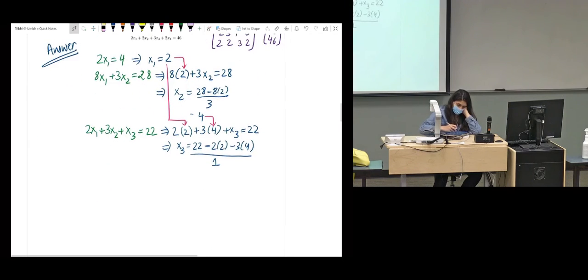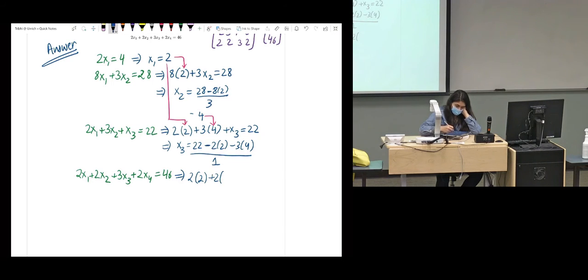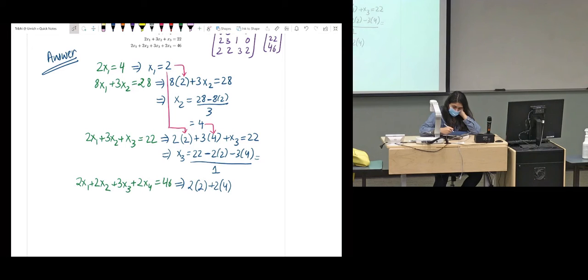I wanted to write it down just because I could. Finally, the last equation is 2x1 plus 2x2 plus 3x3 plus 2x4 is 46. I solve it, I get 2 times x1, which I know is 2, plus 2 times x2, which I know is 4. Oh, did I unsolve it? It's 22 minus 4 is, it's 22 minus 16 is 6. I think I was going for 2, 4, 6, 8. Okay, so 2 times 2 plus 2 times 4 plus 3 times 6 plus 2 times x4 is 46.